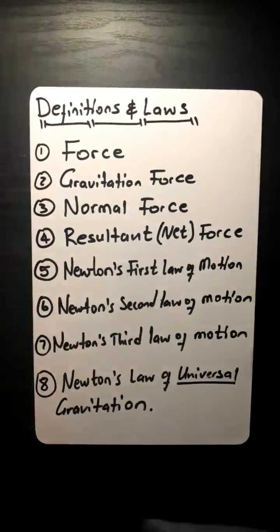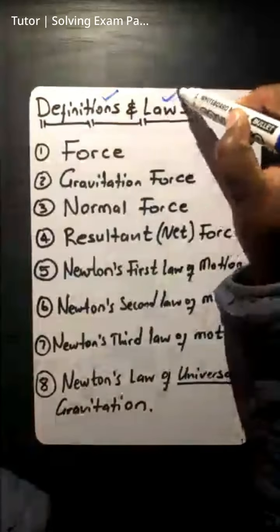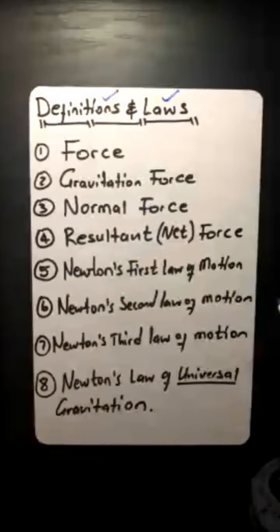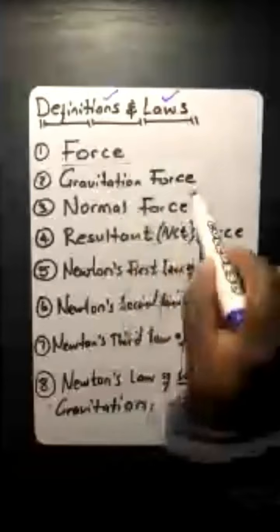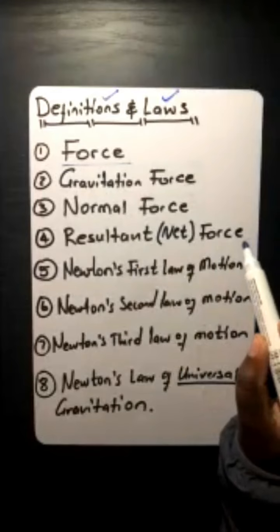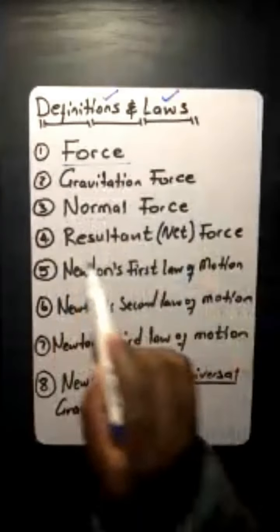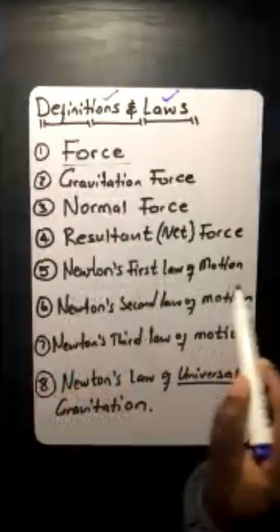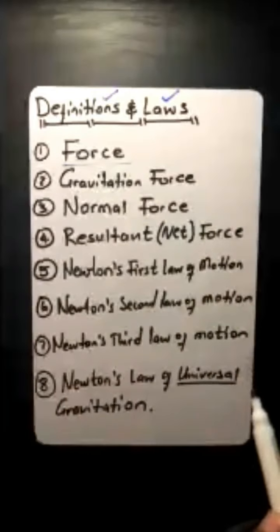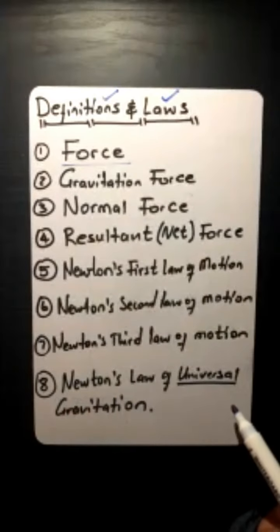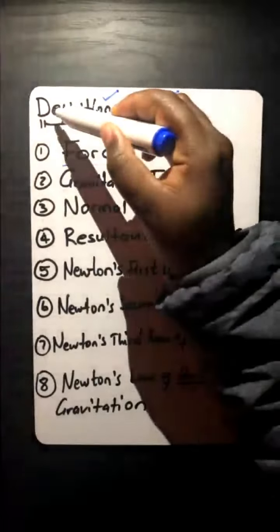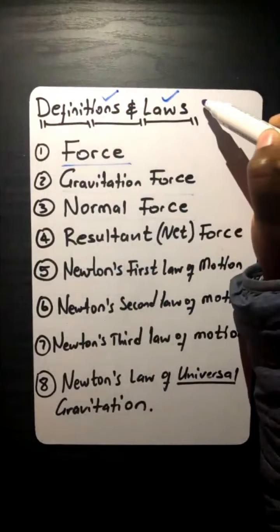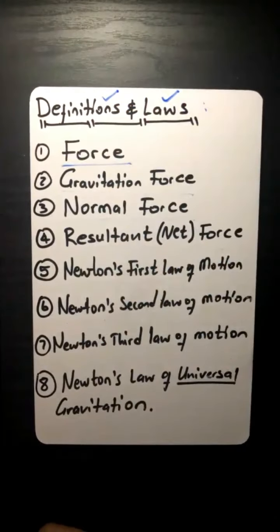So let's see. Under this chapter, guys, we've got definitions and laws. Very, very much important, ladies and gentlemen. So that means all of this: force, gravitational force, normal force, resultant force or net force, Newton's first law of motion, all of the Newton's laws. So this falls under definitions and laws. So you need to be aware of all of this information.